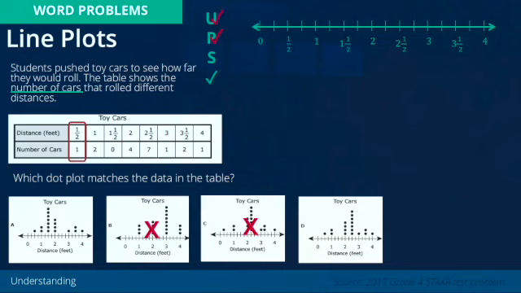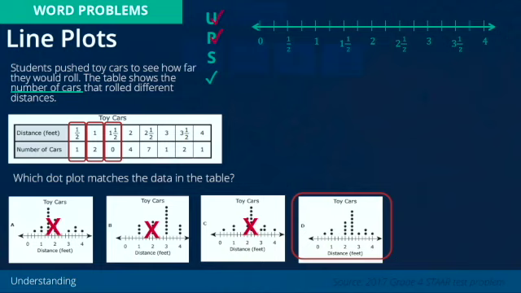So I can see one car went 1/2 of a foot. So I can see that this second line plot and the third line plot do not accurately represent that statement. Let's look at another thing. I know that 2 cars rolled 1 foot. Can I check and make sure that's the same on both of those line plots? Yes, I see that that's true.